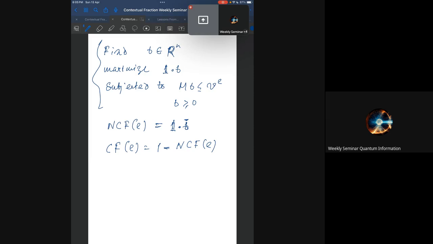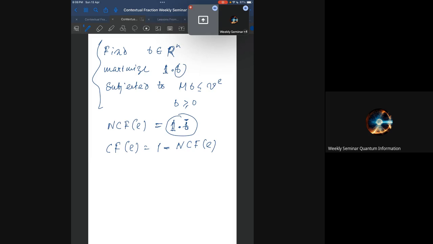Yes. Okay. I mean, how much non-contextually you can explain some given data table. Yes. Okay. So the more this be, the more your non-contextual fraction, and the more this quantity. That means more classicality is there in this model. Okay. Thank you. Okay. Good.